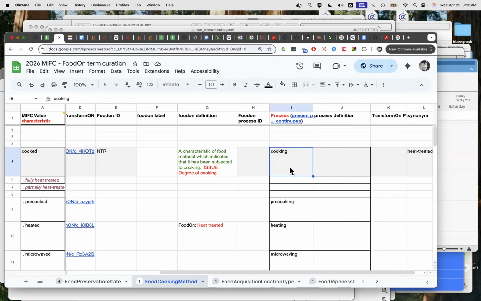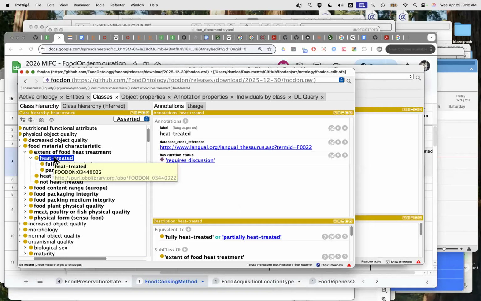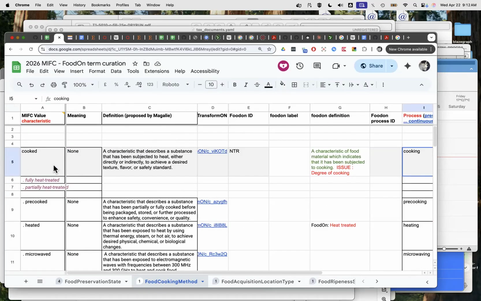FoodOn doesn't actually have cooked; it has a heat treated term instead. So that gets us back into that old discussion of can you cook things without heat treating them? And do we also put in the ceviche style cooking? So cooked by acid treatment or something? Anybody have an opinion on that? I'll put it in as a question mark.